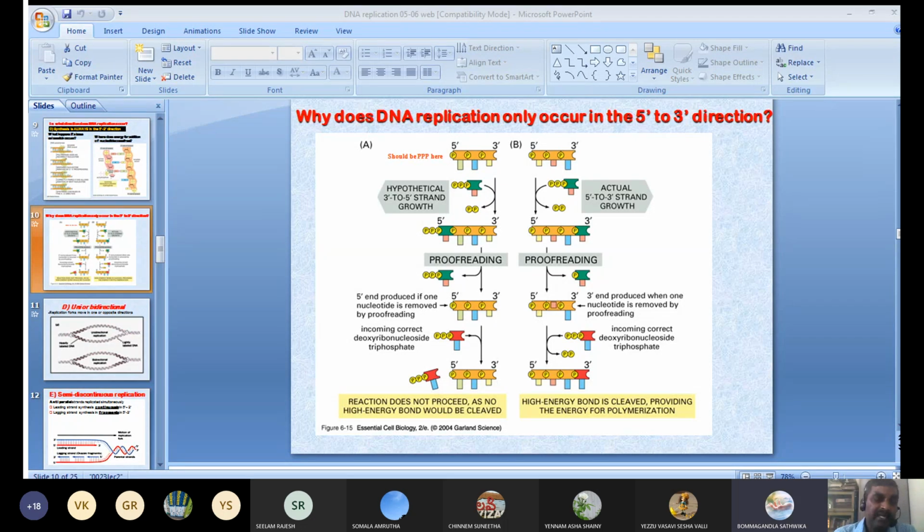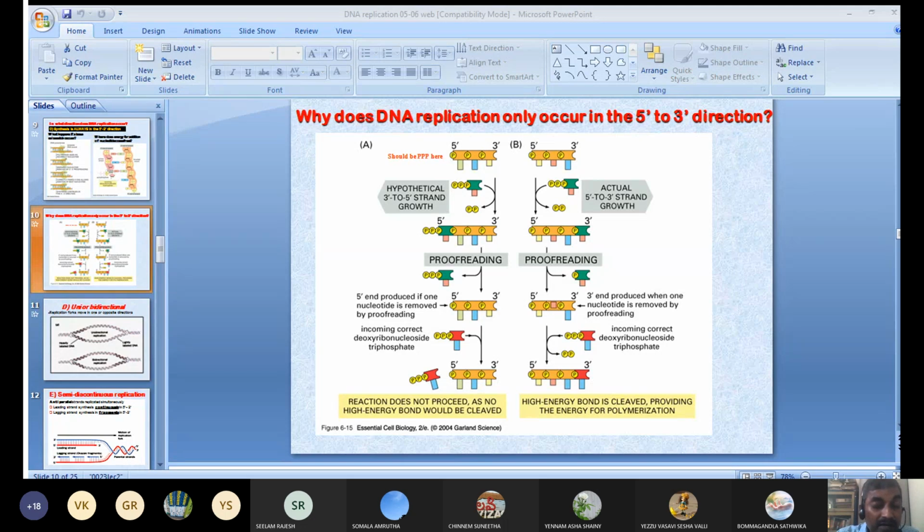Okay, so why does DNA replication take place only in the 5 prime to 3 prime direction? So what will happen here? When we talk about the 5 prime to 3 prime direction, I already told you about the hypothetical reaction in the previous slide. Why does it happen? Because the DNA polymerase always requires a specific kind of reactivity. It can join the two molecules by forming the phosphodiester bond when it has a 3' OH group on the deoxyribose sugar, and then the 5' phosphate group.